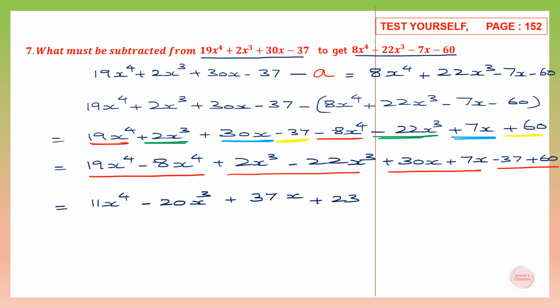So this is our final answer. What is the number that should be subtracted? This is the number that should be subtracted, which is 11x to the power of 4 minus 20x to the power of 3 plus 37x plus 23. So all this is the unknown number that we found that should be used to subtract.